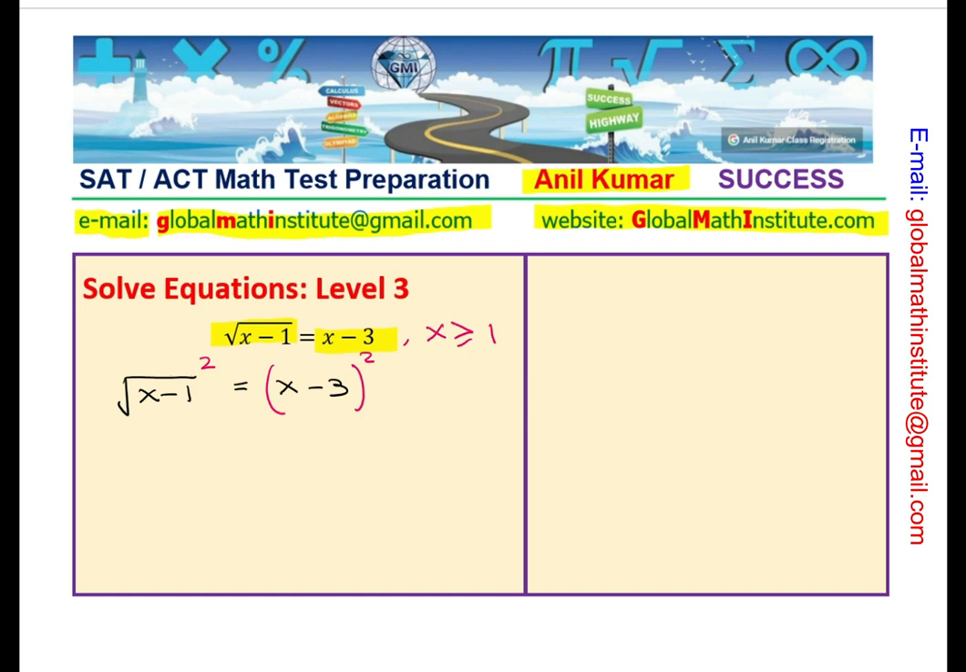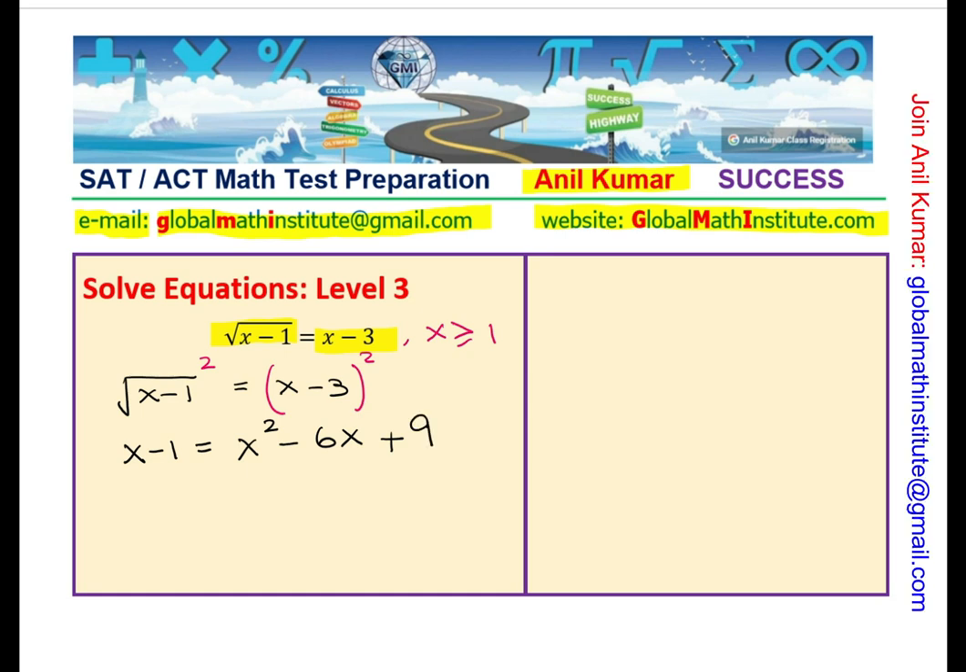Perfect. So now we have x minus 1 on the left hand side. Squaring x minus 3 gives you what? It gives you x squared minus 6x plus 3 squared, which is 9. So we have a quadratic equation to solve. Let's bring the terms together. So we get 0 equals x squared minus 6x minus x plus 1 plus 9, or 0 equals x squared minus 7x plus 10.